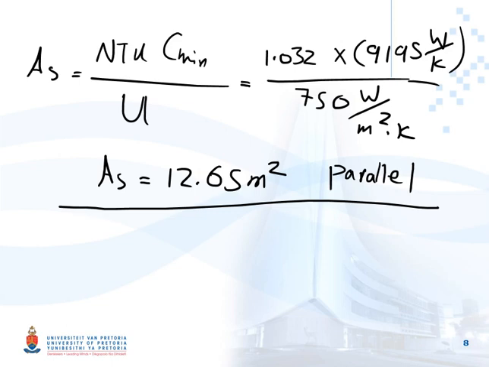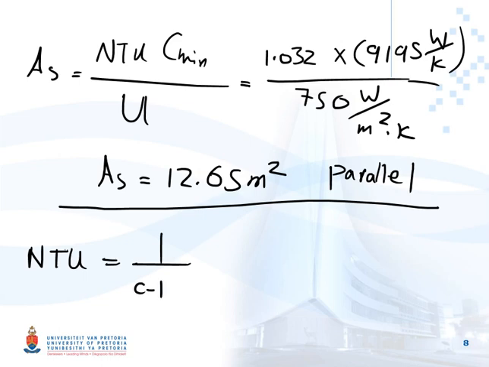Okay, so if we go back to table 11.5 of our textbook, you can see that for epsilon equal to 0.5, and from part A, the NTU, the number of transfer units, can be calculated by using this correlation: NTU is equal to 1 over C minus 1.